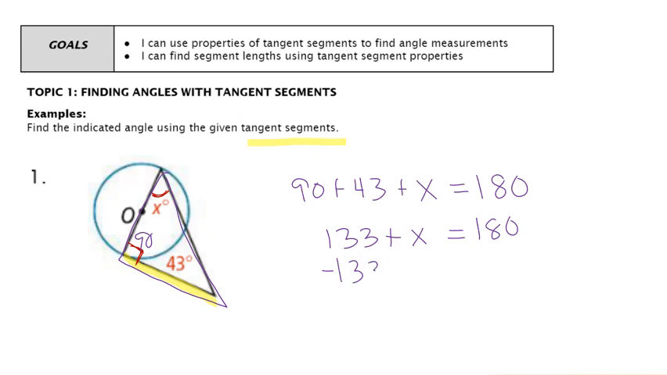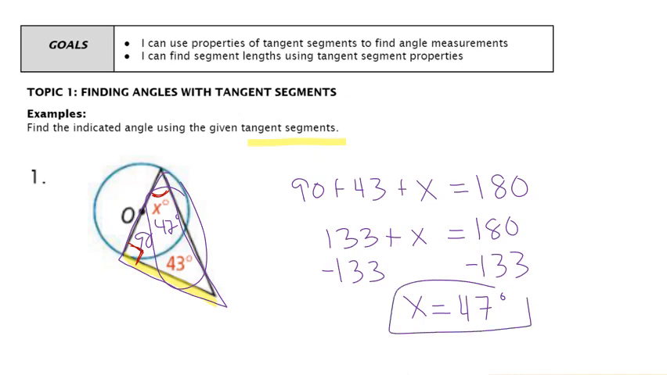Another way is you might notice that these two angles add up to 90, so that might actually be even a little bit faster to solve it that way if you recognize that property. And when we solve this, we're going to get our answer to be 47 degrees. And that would be our final answer.